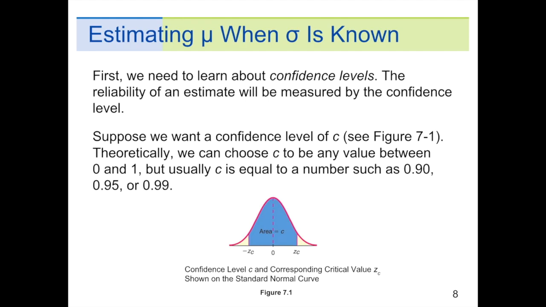First, we need to learn about confidence levels. The reliability of an estimate will be measured by the confidence level. Suppose we want a confidence level of C. Theoretically, we can choose C to be any value between 0 and 1, but usually C is equal to a number such as 0.9, 0.95, or 0.99. 90%, 95%, or 99%, because we want our confidence to be pretty high.